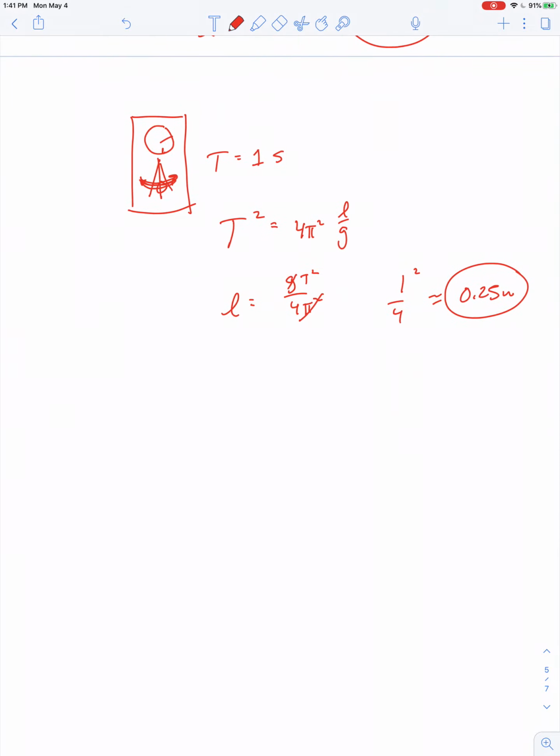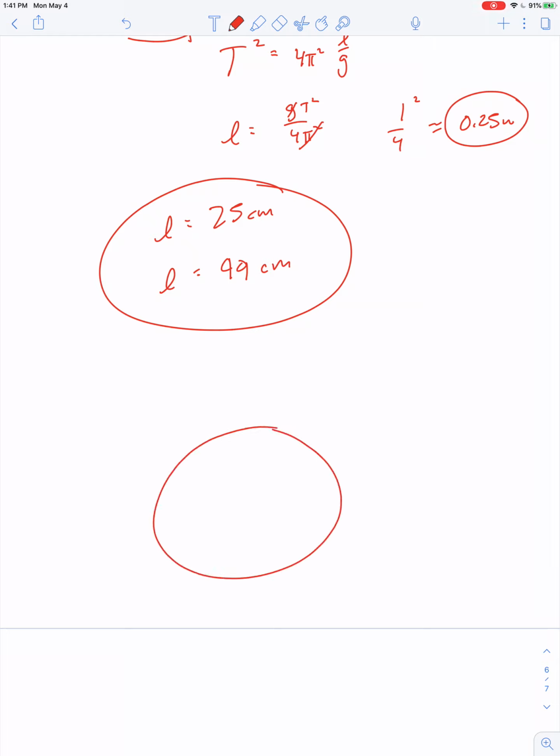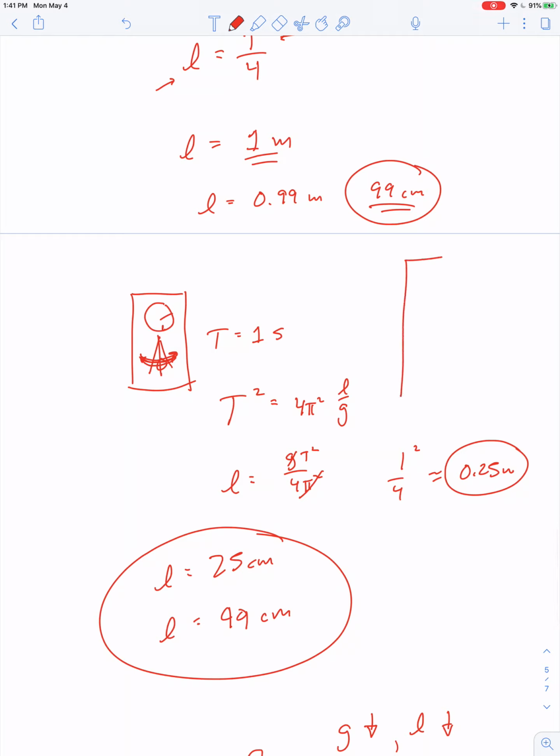So, yeah, the length of a wall clock is about 25 centimeters, and the length of a grandfather clock is about 99 centimeters. Now, if you move to a higher altitude, if you go from sea level up to the mountains and you take your grandfather clock with you, then g at higher elevations goes down. So to keep the same amount of time, what has to happen to the length? That would also then have to go down. And so the pendulum in these grandfather clocks has this weight on it that you can slide up or slide down in case your clock isn't keeping correct time.